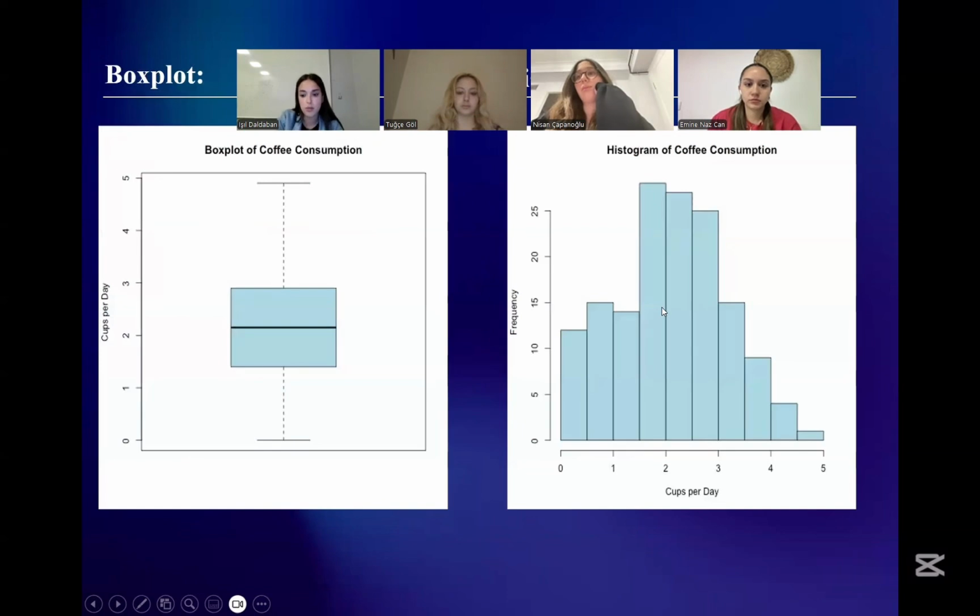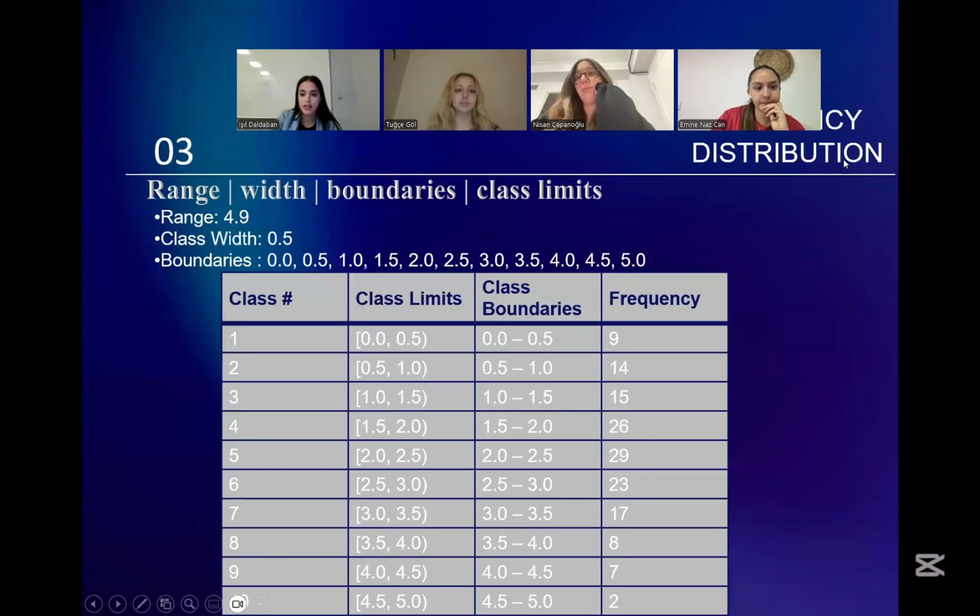On the left, the box plot shows us the overall spread, and we can see that most people consume between 1.5 and 3 cups per day, with a median around 2 cups. On the right, the histogram gives more detail on how the data is distributed. These are range, width, boundaries, and class limits.